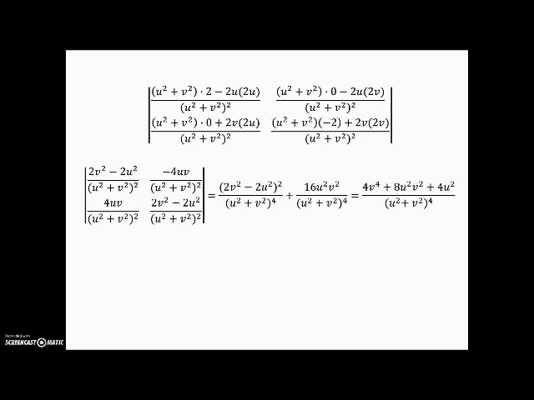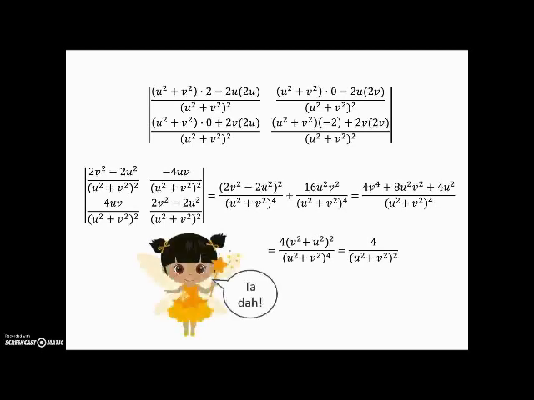That numerator will factor. You can factor out a 4, and then what's left factors into, guess what? v squared plus u squared. And so we can reduce it again and get a very, very nice Jacobian as our final result. Ta-da!